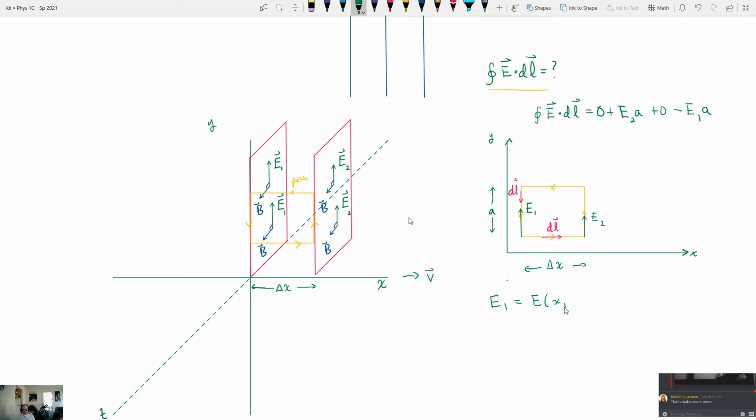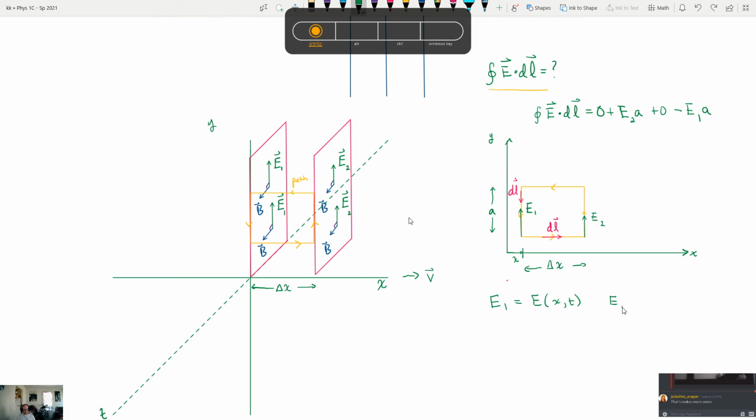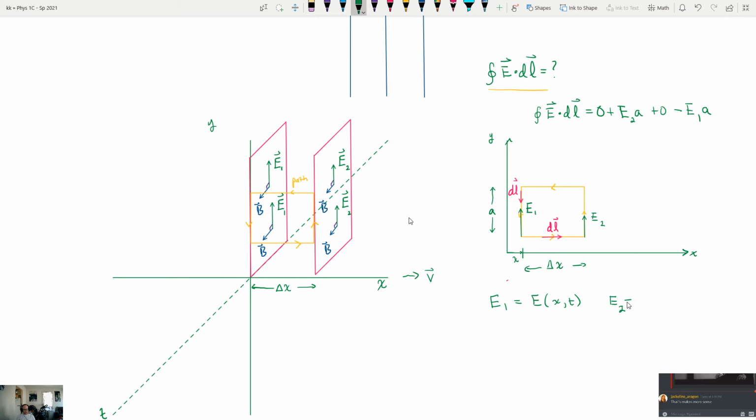And it's important to understand that this electric field is also going to have a time component because it's moving through space. And I'm just going to say that the value of the electric field here at the point that we're going to call x, so x is just the location of the left side of my box right here, we're calling E1 E of x and t, and then I'll call E2 to be equal to E of x plus delta x, comma t. Does that seem reasonable to you all?